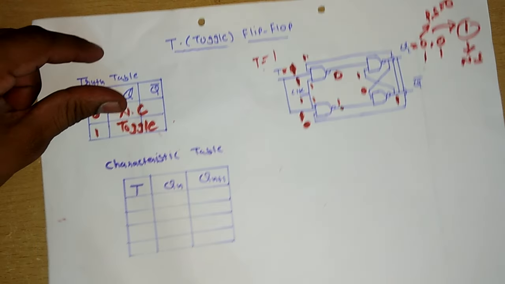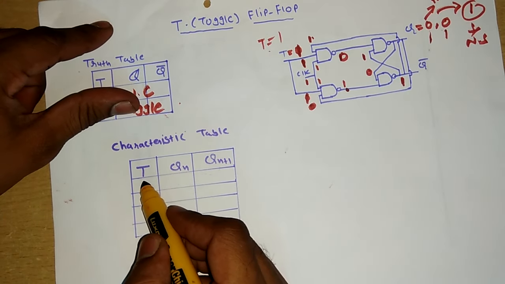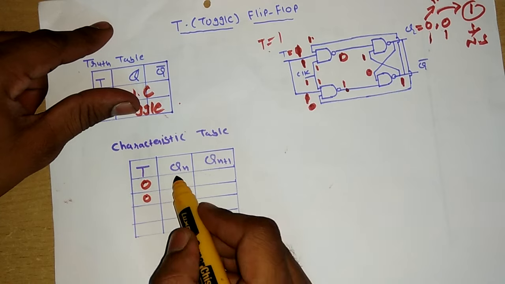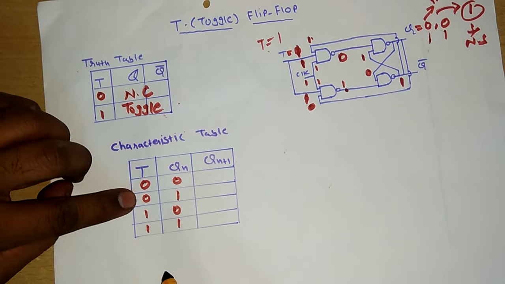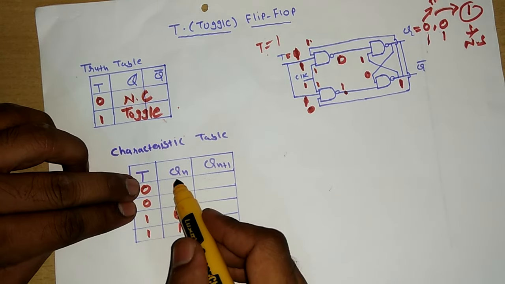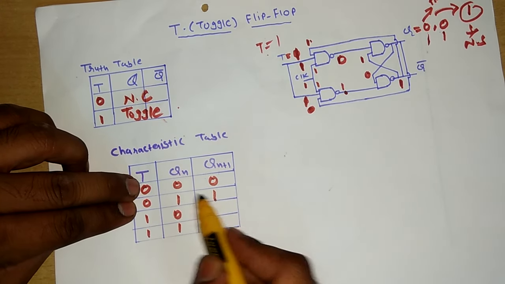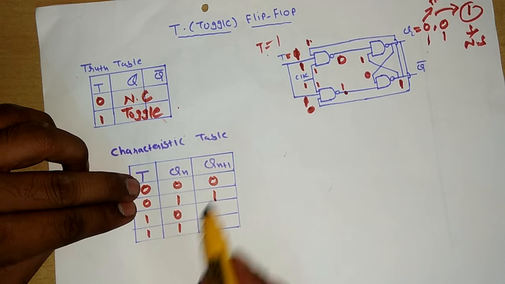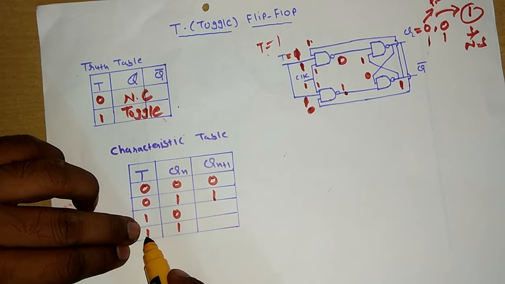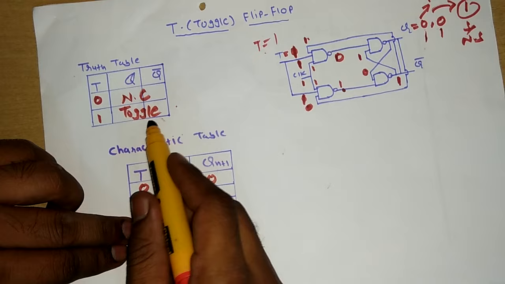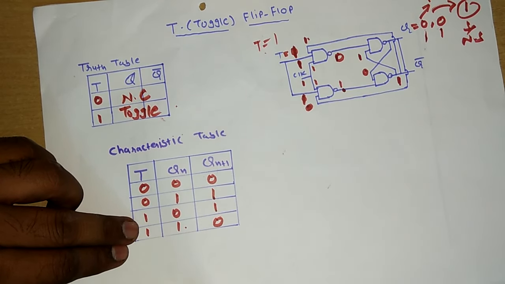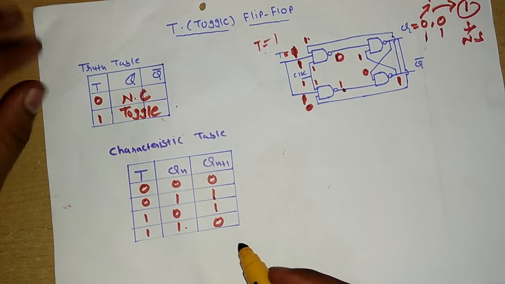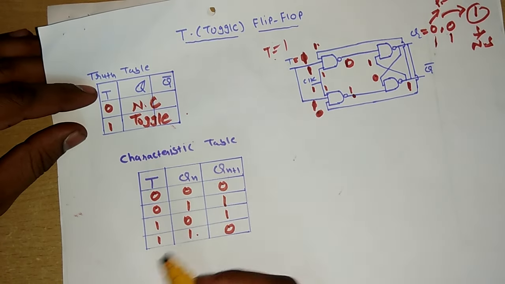If you want to make the characteristic table, with the 0 input there are two possibilities, and with the 1 input there are two possibilities. But when T is equal to 0, there is no change in present state, so it remains the same: 0 then 0, 1 then 1. If T is 1, it is in toggle mode. So if it is 0 then 1, 1 then 0. So this is the way the T flip-flop works. Let us see the waveform of T flip-flop.